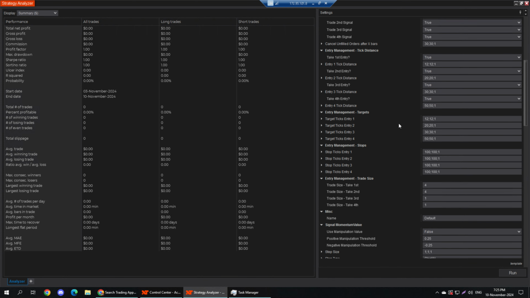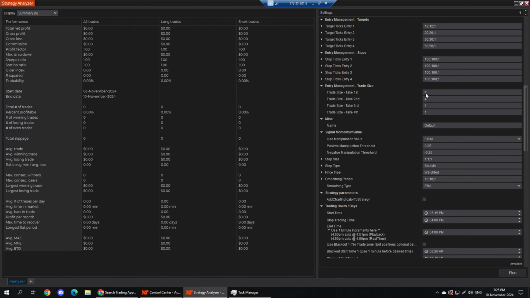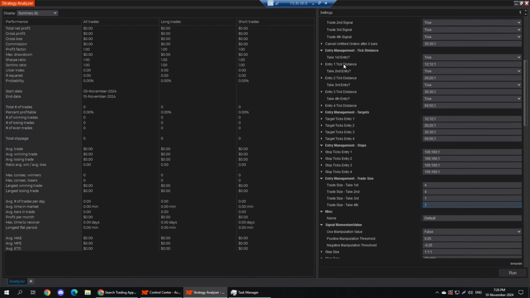Then we've got the target ticks for each of them, and we've got stop ticks for each of them. And here we've got the trade size. So yeah, we've got 4 and 4 and 1 and 1. That is the specific trade size for each of these entries. Like the tick distance will be 12 on the first one, and it means that the target will be 12 and the stop will be 100. And these are just default settings. I might just load up a template that we were working with.